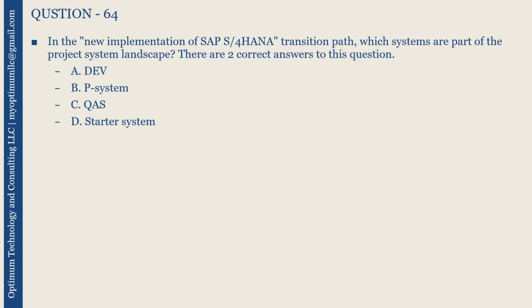Question 64. In the new implementation of SAP S/4HANA transition path, which systems are part of the project system landscape? There are two correct answers to this question. A. Dev. B. P system. C. QAS. D. Starter system.